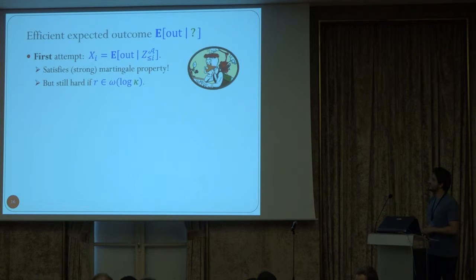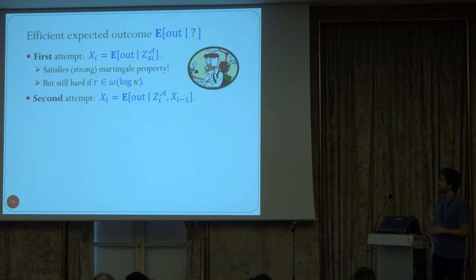But unfortunately, it's still hard to compute if the number of rounds is super logarithmic in the security parameter. And the reason is that viewed as a function, the support of this expectation would be too large. It would be a string of a super logarithmic number of bits. With that in mind, we want to avoid keeping track of long strings of information, and we aggregate the information given by the backup values in the following way.